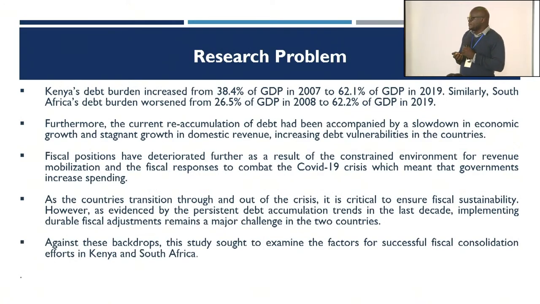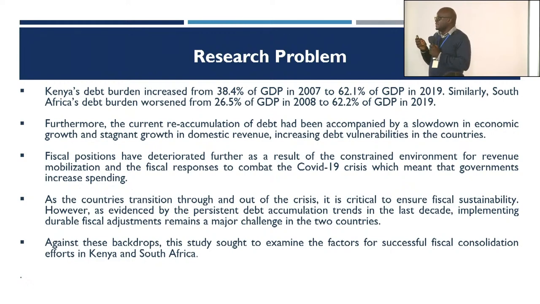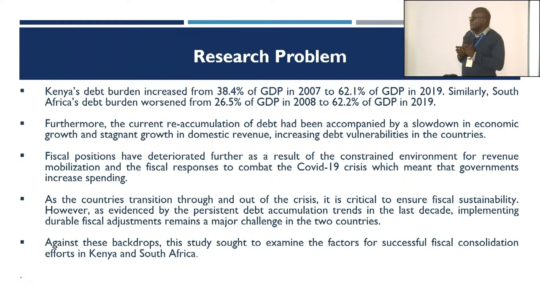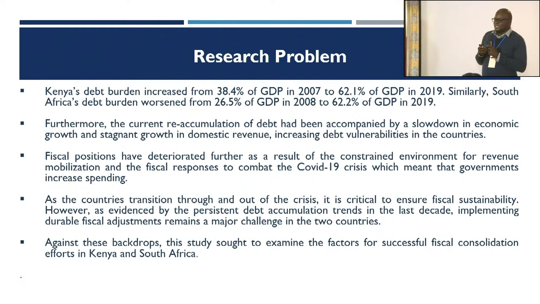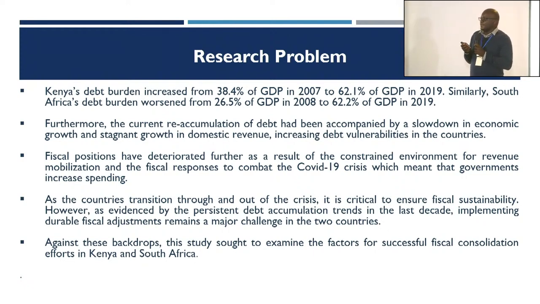So, what is the research problem here? The research problem is that we have an increasing debt burden for the two countries. As you can see by the statistics there, from 38.4% in 2007 to 62% of GDP in 2019, that is for Kenya, and for South Africa, from 26.5% to 62.2% in 2019. One thing to note is that the current re-accumulation of debt has also been accompanied by a slowdown in economic growth and stagnant growth in domestic revenue, which has even been impacted negatively by the COVID crisis.